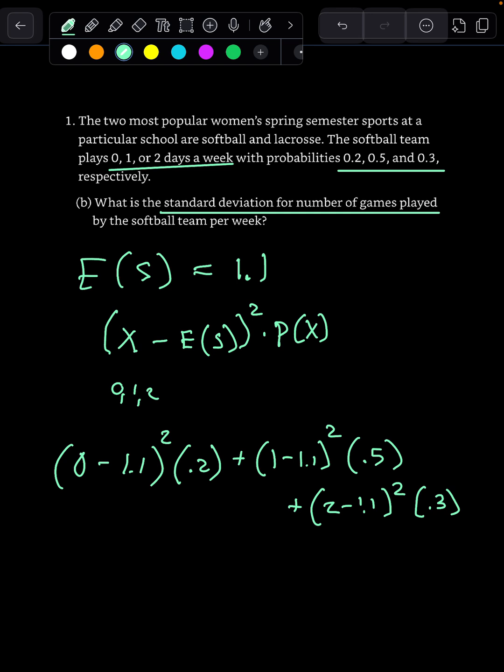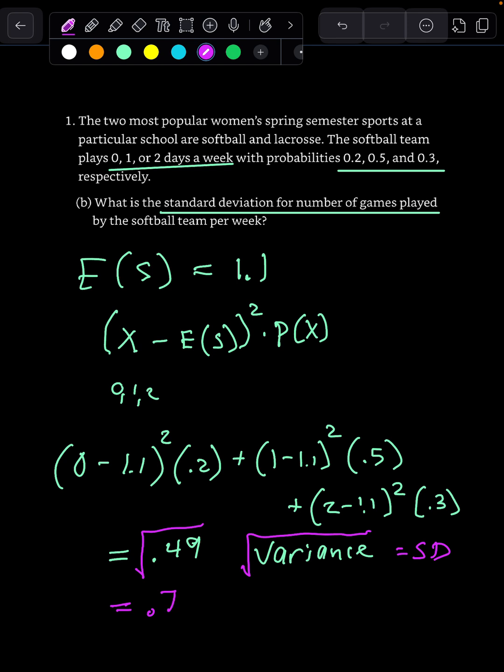And if you crank through that on your calculator, that is going to end up being 0.49. Now, this is actually the variance. And what I'd like is the standard deviation. So to get the standard deviation, I take the square root of 0.49. And the square root of the variance is the standard deviation. So that is 0.7. So that is my standard deviation for the number of softball games played per week.